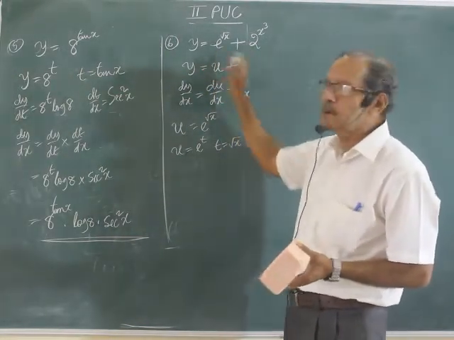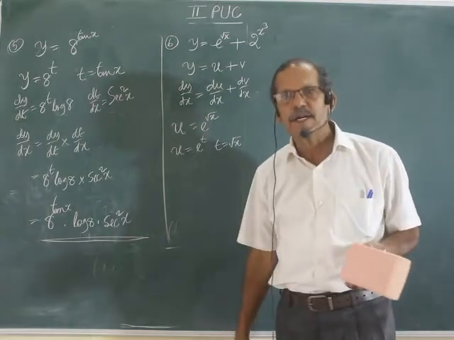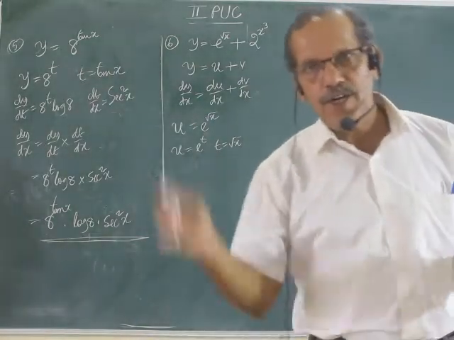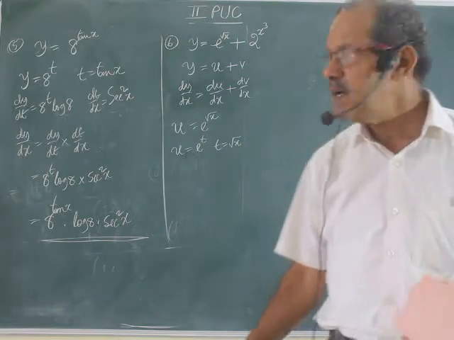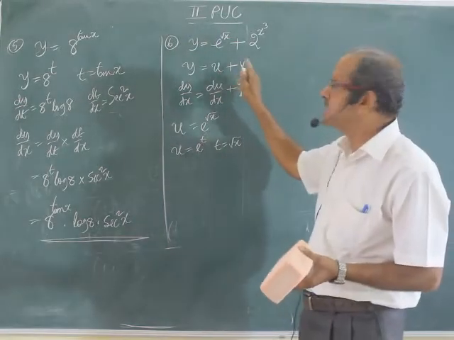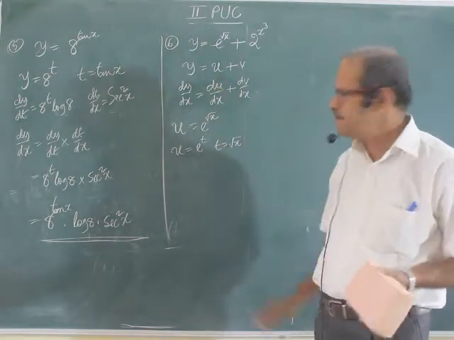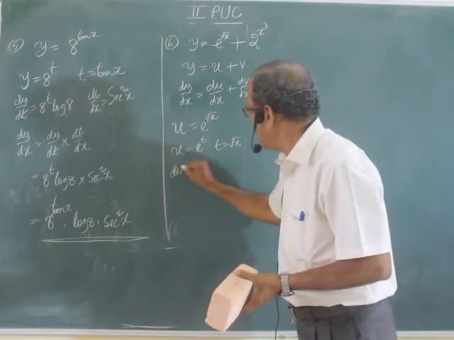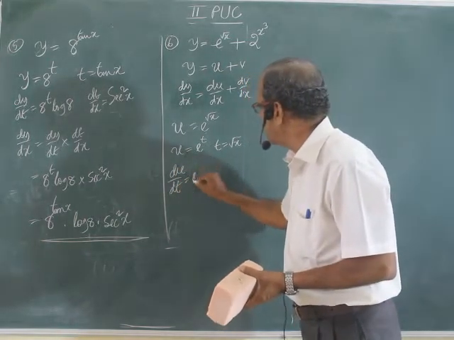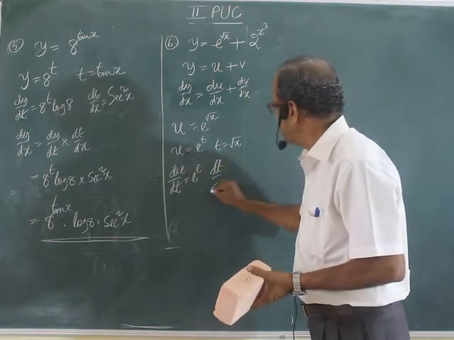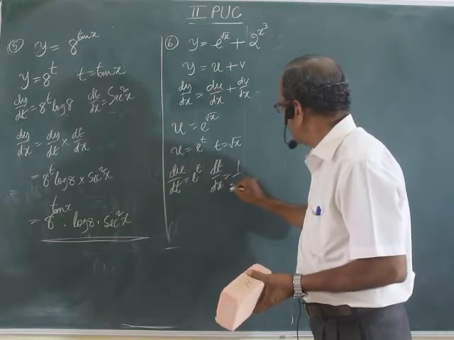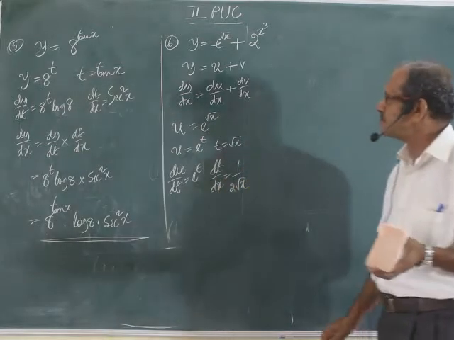Actually there are two chain rule problems combined together plus. So individually you have to find the derivative of the function u as well as v separately. Then you have to add it. Anyway, du by dt equal to e to the power t itself, but dt by dx is 1 by 2 root x.